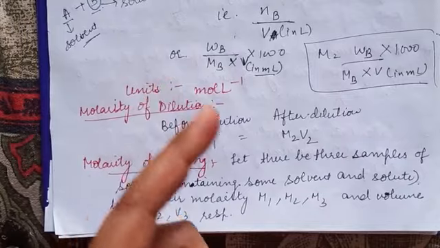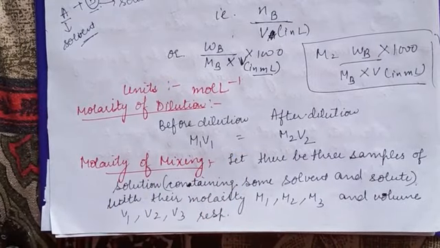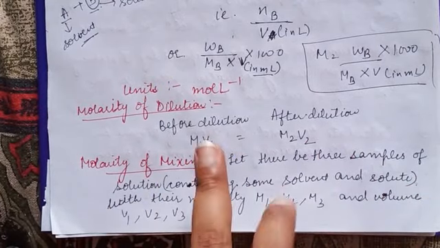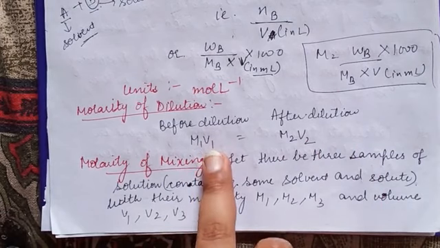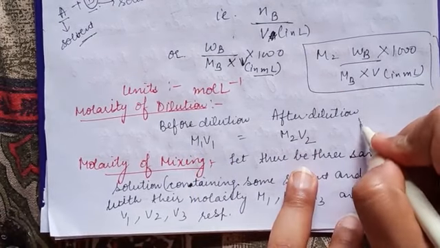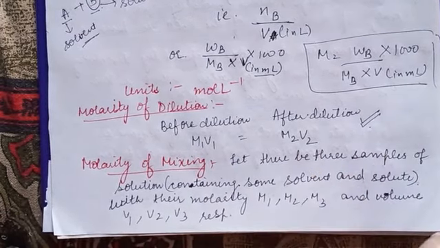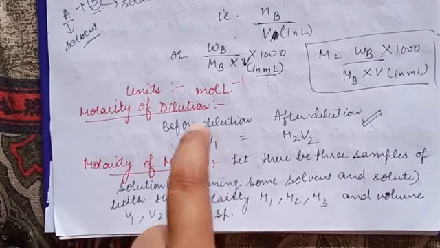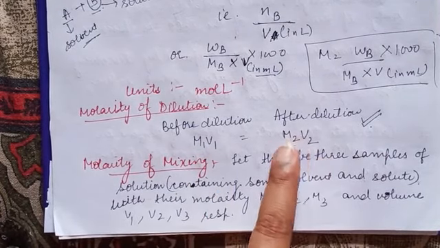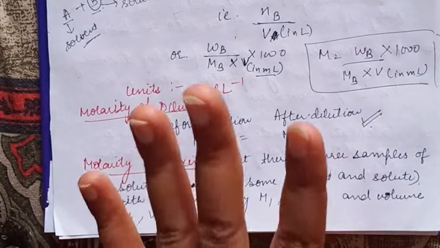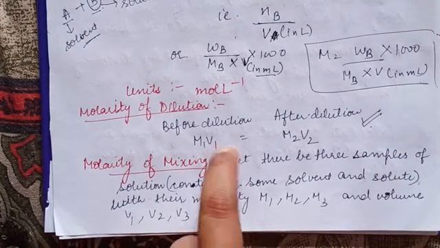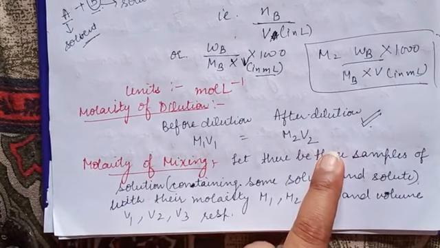Now the next is molarity of dilution. If you dilute the solution, and suppose before dilution it is M1 into V1, this is actually important thing to note. M1 V1 before dilution is equal to M2 V2 after dilution. Just learn it. M1 V1 is equal to M2 V2.